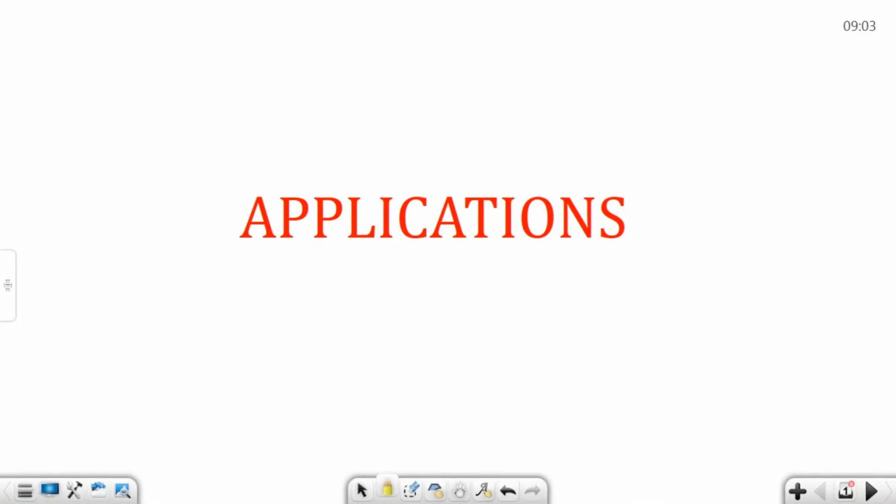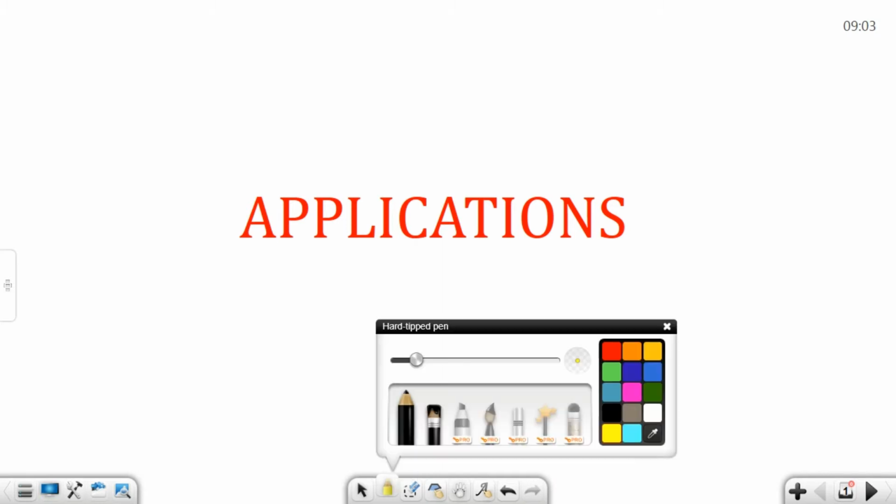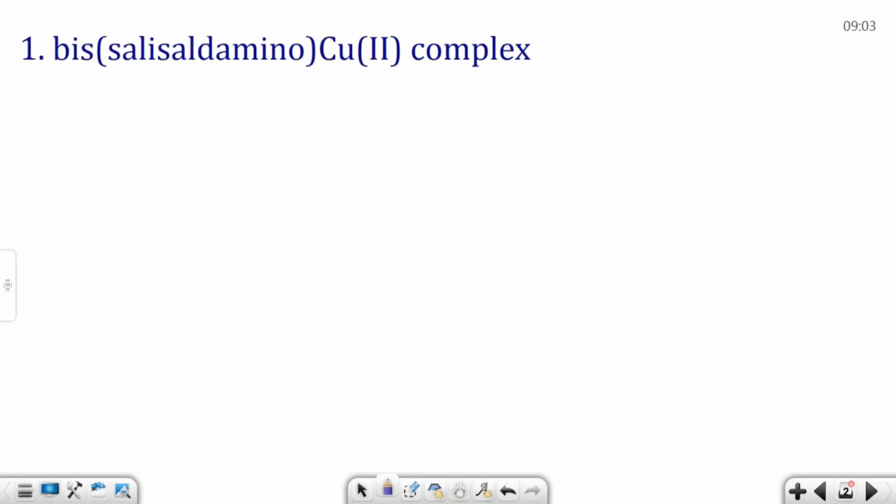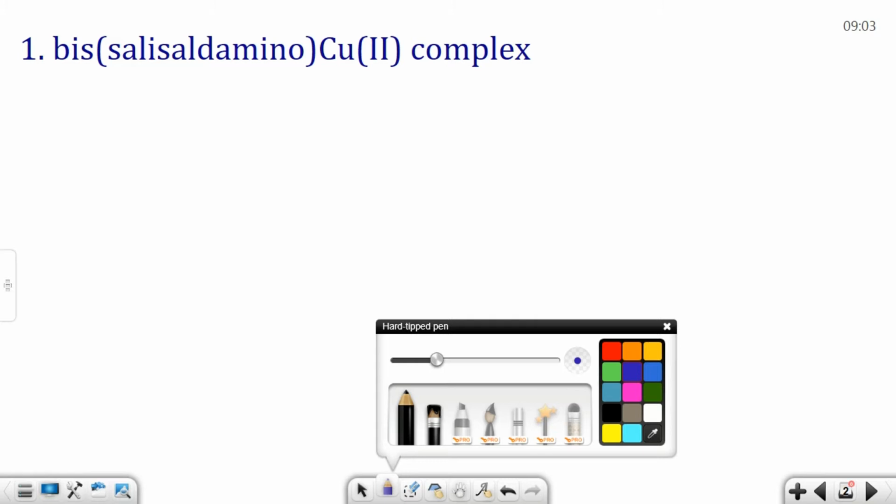So today in this video we are going to discuss the applications of ESR spectroscopy. You are already seeing the concept on the screen. The concept is about applications of ESR spectroscopy. The first application is the ESR spectra of the bis salicylaldimino copper(II) complex. So what is the structure of the bis salicylaldimino copper(II) complex?